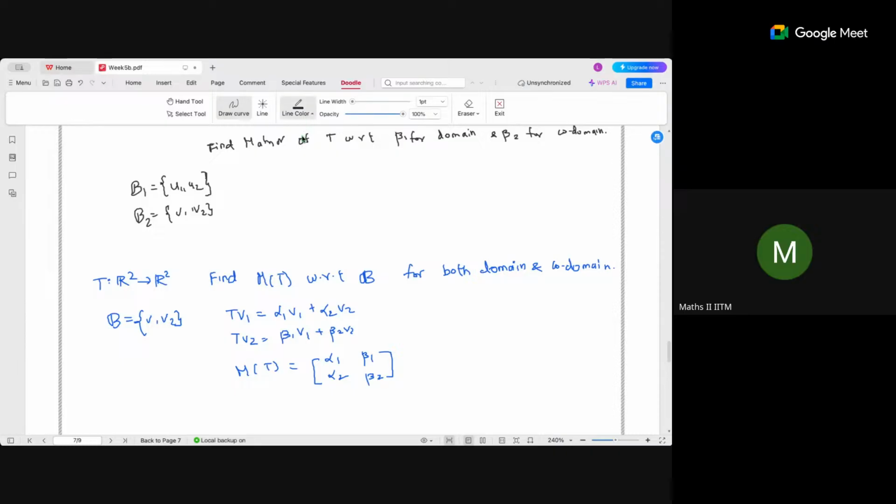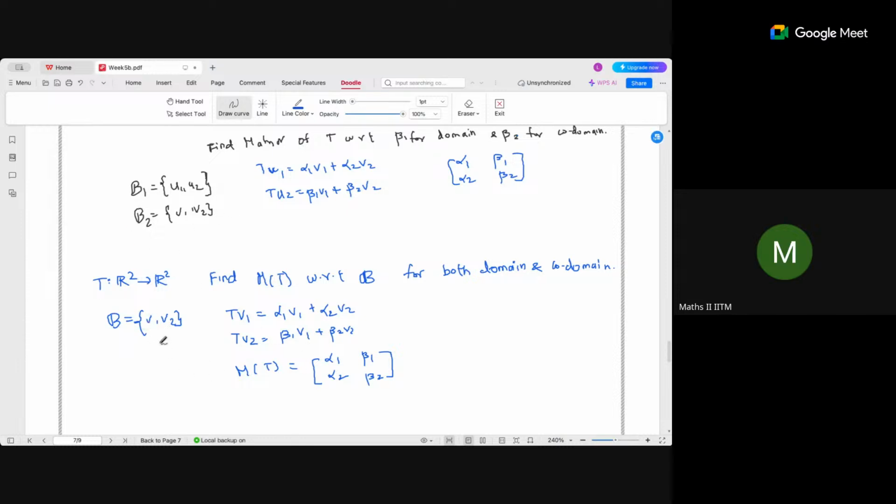In this case, you write T U1 equal to alpha 1 V1 plus alpha 2 V2. You find T U1 and express it in terms of V1 and V2, because for domain you need to take from beta 1 and for codomain you need to take from beta 2. So T U2 is beta 1 V1 plus beta 2 V2. So in this case the matrix is alpha 1, alpha 2, beta 1, beta 2. So this is the general process of finding the matrix with respect to different bases.